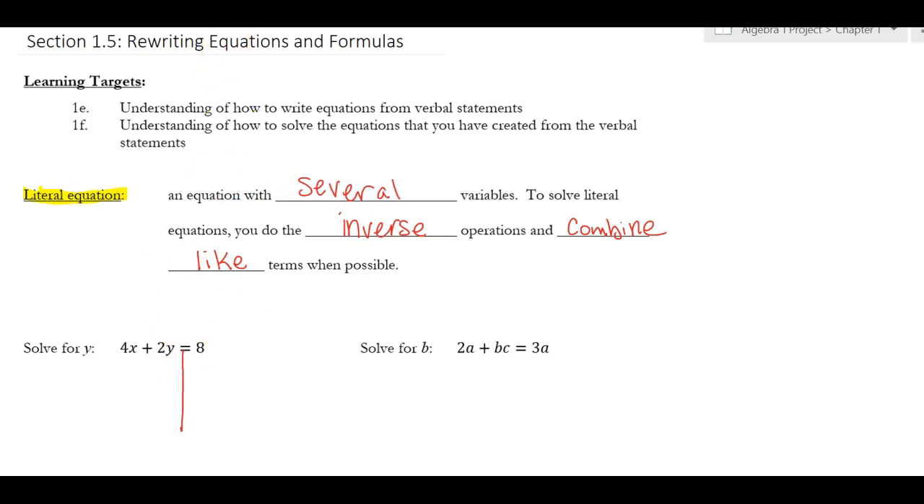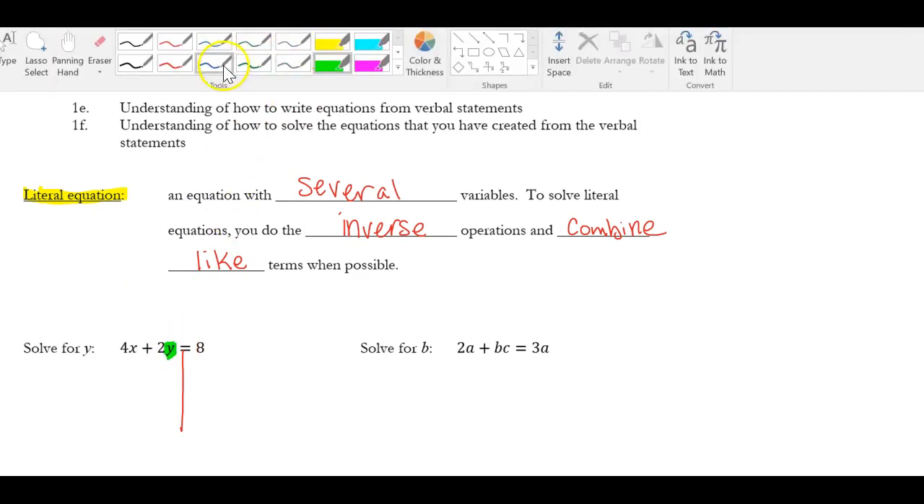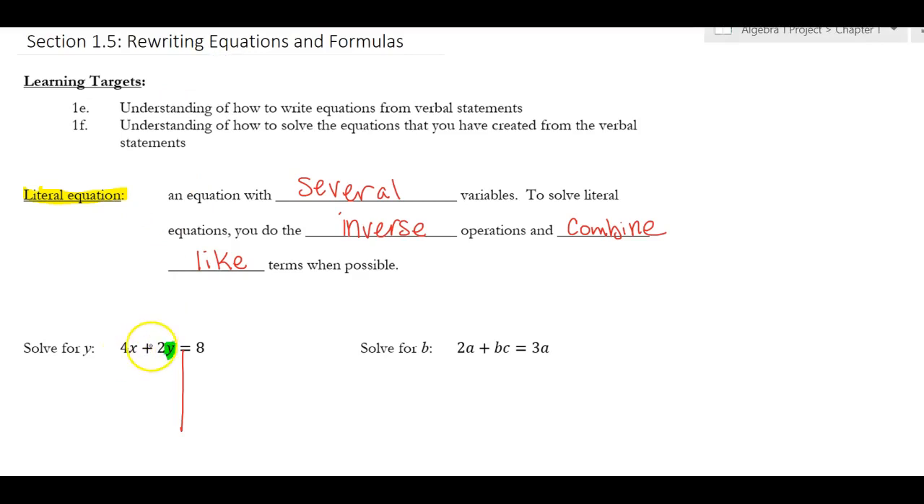For this first example, I've got to solve for y, so I'm going to highlight what I'm solving for. Now I treat this just like an equation. I need to get rid of the 4x and the 2, but I get rid of what's farthest away, so I'm going to minus a 4x. Now I cannot put an 8 with a 4x, so I usually write it to the side so that I don't accidentally put them together. And so now I have 2y is equal to 8 minus 4x.